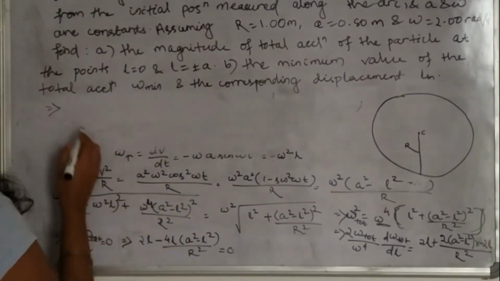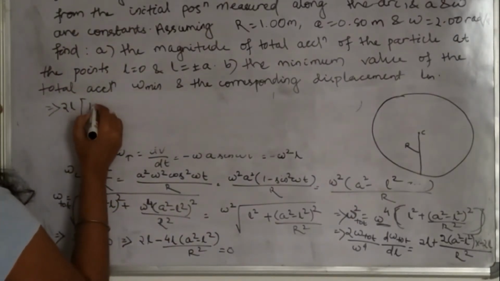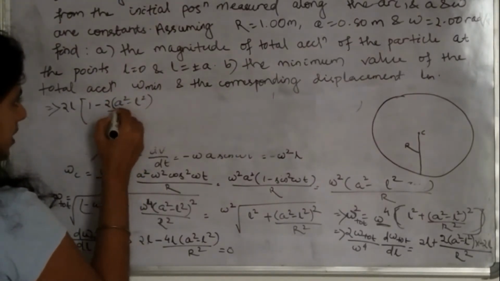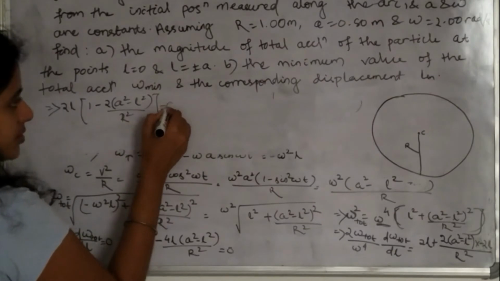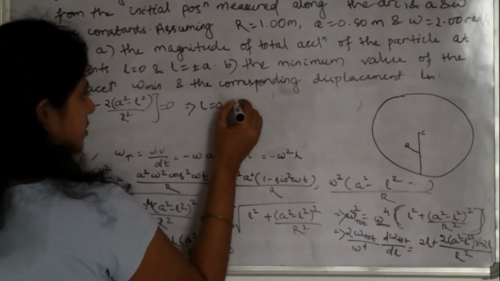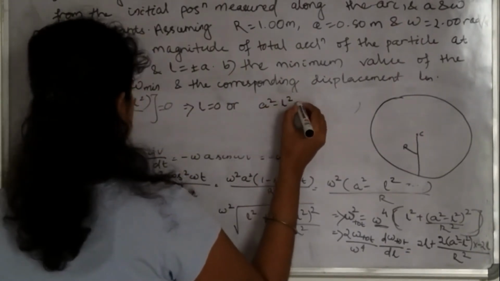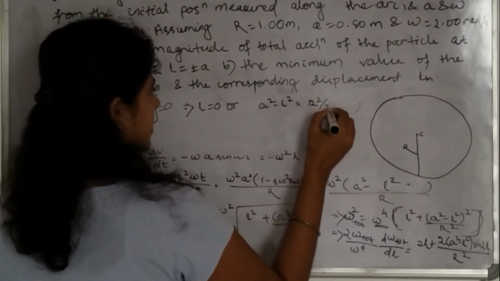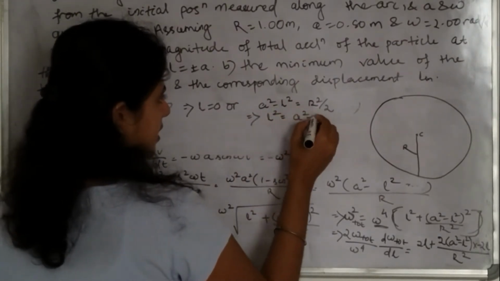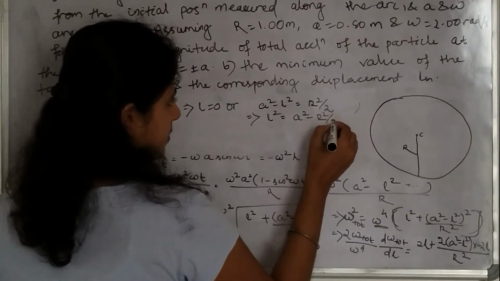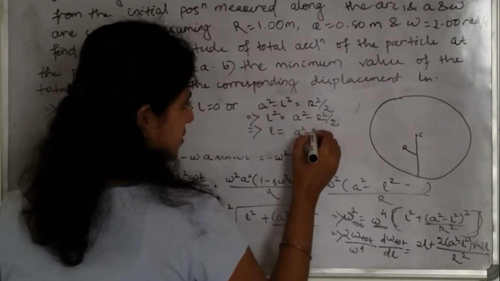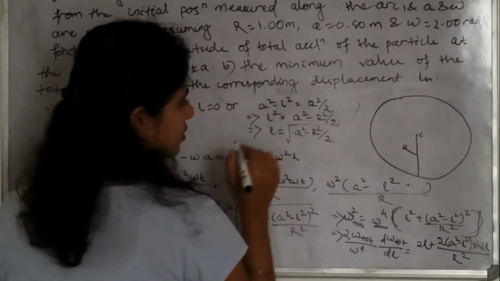So 2L we can take common in the bracket. 1 minus 2 (S square minus L square) divided by R square is equal to 0. L is equal to 0 or S square minus L square is equal to R square divided by 2. That means L square is equal to S square minus R square divided by 2. So L will be the root of S square minus R square divided by 2.